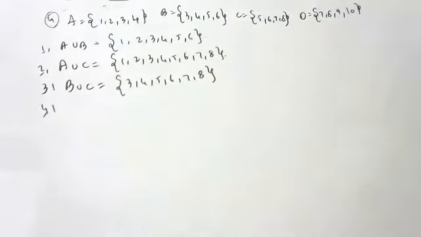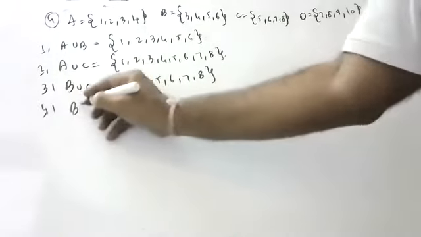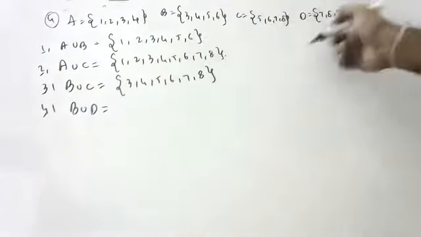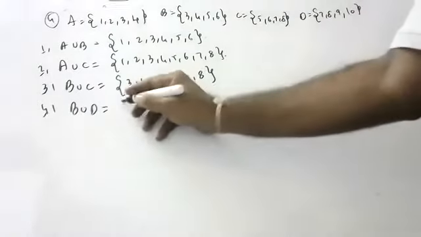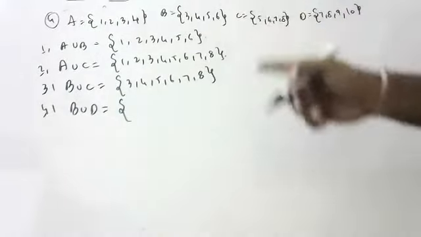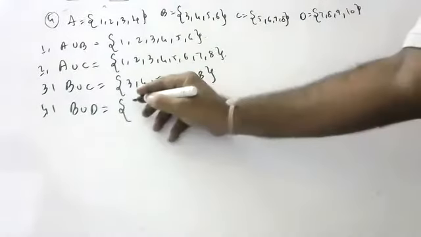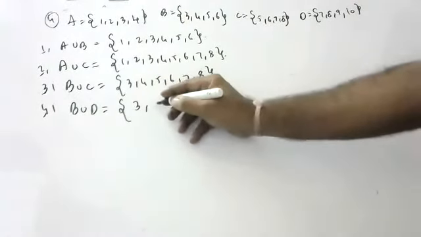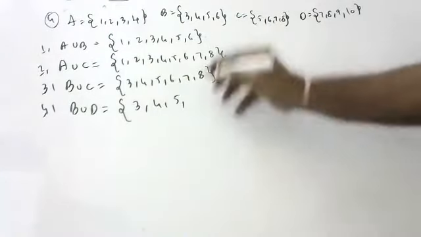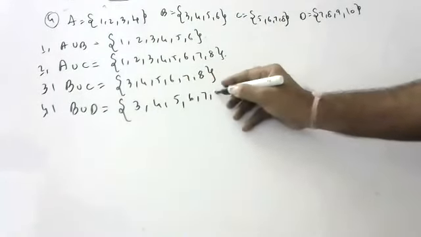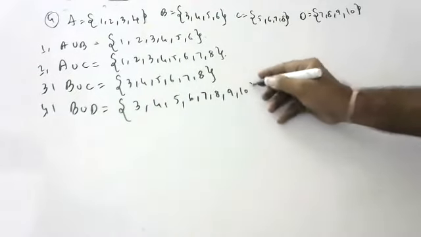Okay. Next question, children. What is B union D? Riddhi, we will ask. Riddhi, can you tell Nana what is B union D? Someone tell Nana. 3, 4, 5, 6, 7, 8, 9, 10. That's it, children. All the elements don't repeat.